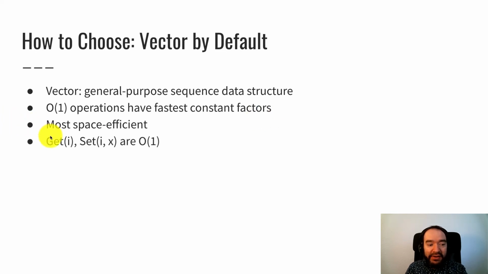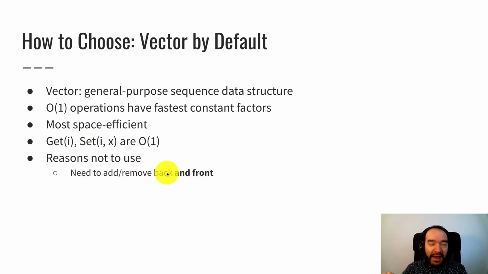Also, vector has the feature that get index and set by index are constant time, so if you use those, then you have that available. So by default, use a vector, but then there might be a reason not to use a vector. What would the good reasons to not use a vector be? Well, one would be if you need to add and remove both the back and also the front. The vector cannot add and remove the front efficiently. So if you need to do those things, you should look at a linked list.